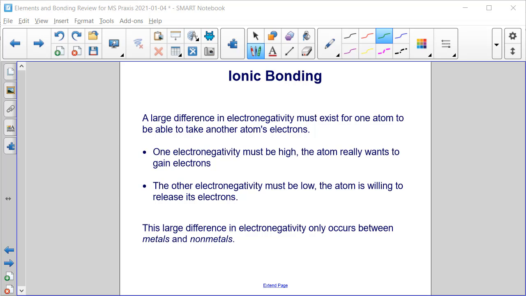That atom really needs to want to gain electrons, and the other must be low. That atom is really readily willing and able to release its electrons. This large electronegativity difference only occurs between metals and nonmetals. So when we're looking at a list of compounds, we can easily distinguish ionic compounds because we're looking for compounds that include both metal and nonmetal.